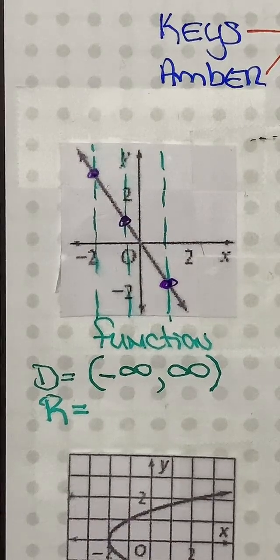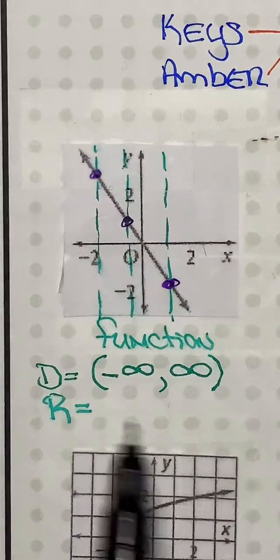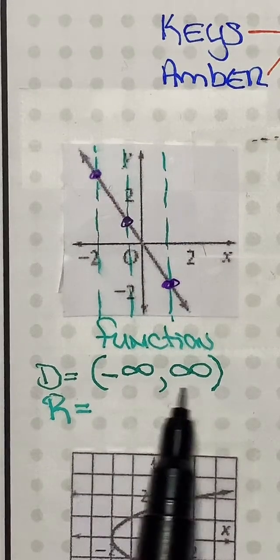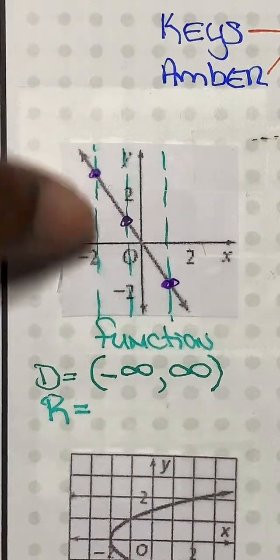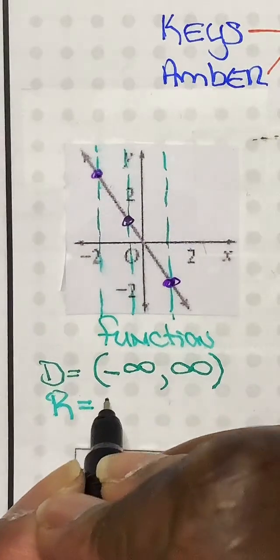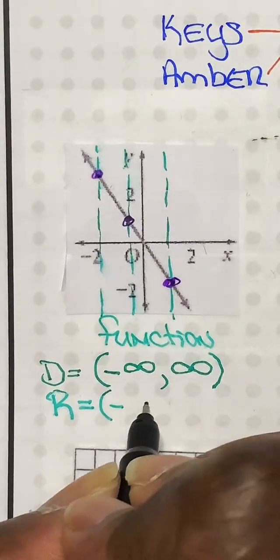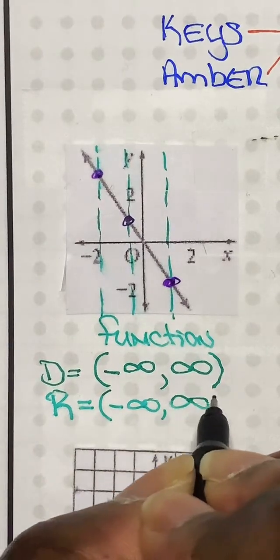All right. So since it keeps going on and on, my domain is all real numbers, but my range, remember my range is Y's. And that keeps going on and on. So my range is also negative infinity to positive infinity.